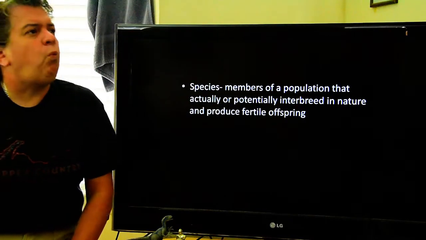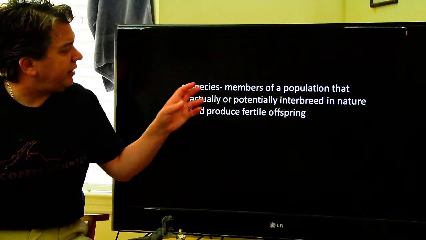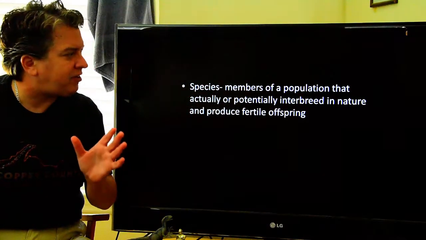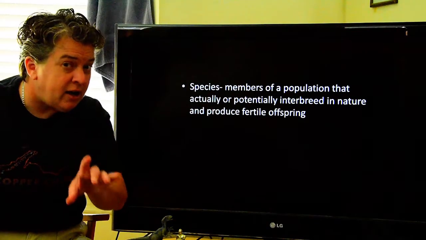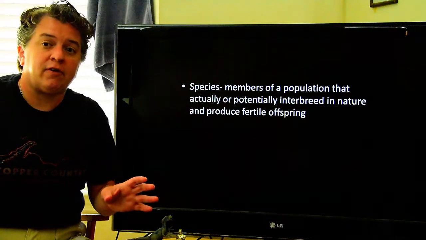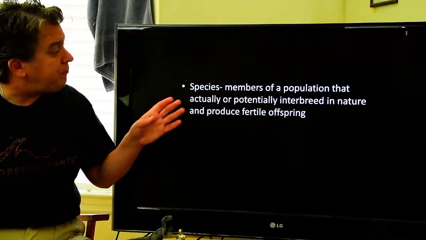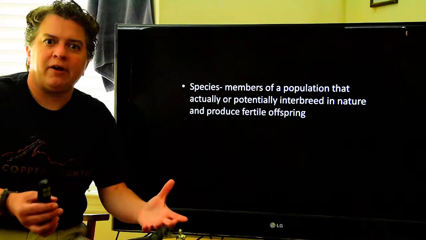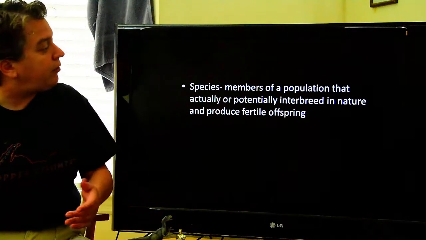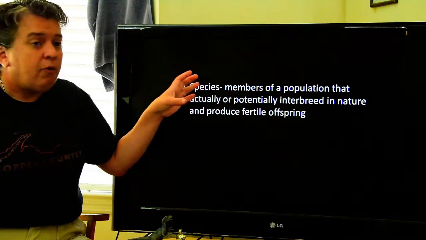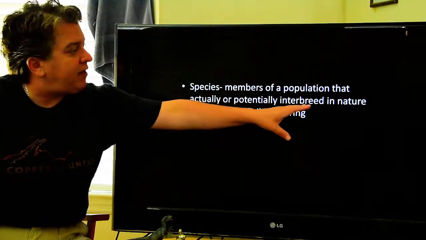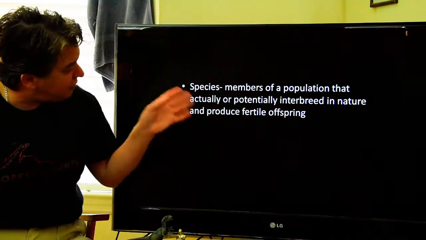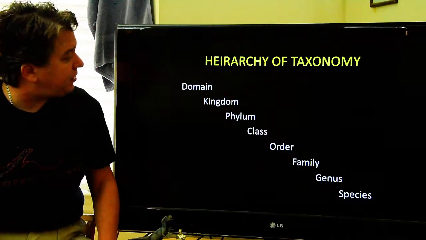Now, when we talk about what a species is exactly, species are members of a population that actually or potentially interbreed in nature and produce fertile offspring. You have to have the fertile offspring so the offspring can then pass on their genetic code. And it's not just that the organisms can interbreed, it's that they naturally do that. They encounter each other in nature. So that's our definition of a species.